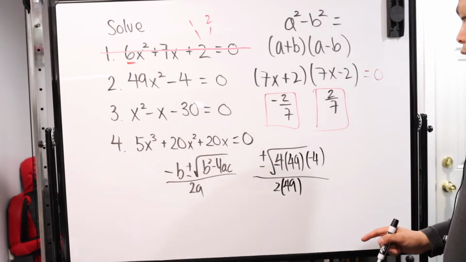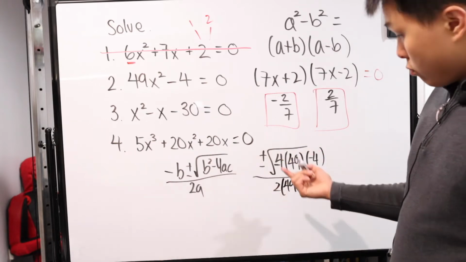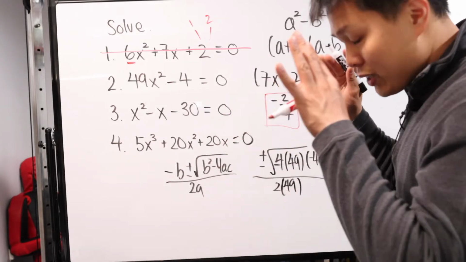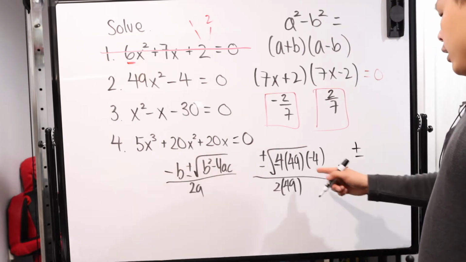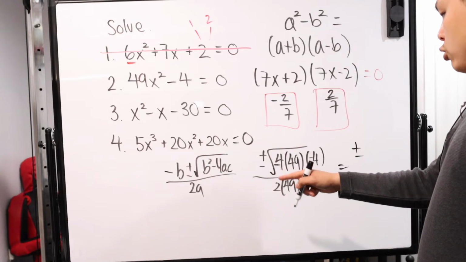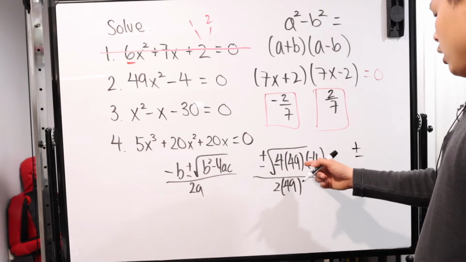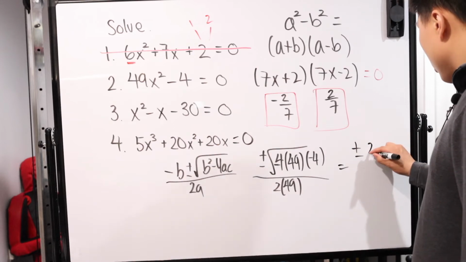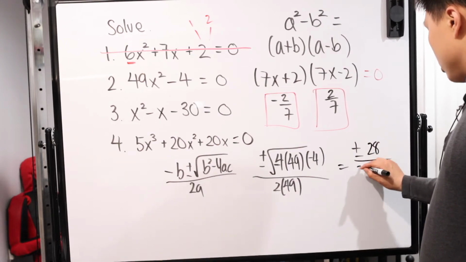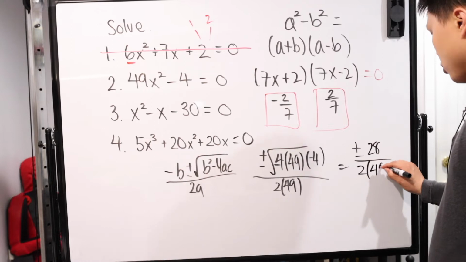Boom, just like that. Right? And then the negatives cancel each other out, which is good because we don't want negatives inside the square root. So all we have is just plus or minus, and that's going to be 4. You can technically take it out because there's 2 of them, and 49 is 7 times 7, so you could take that out. So basically 4 times 7, which is going to be 28 over 2 times 49, plus or minus.